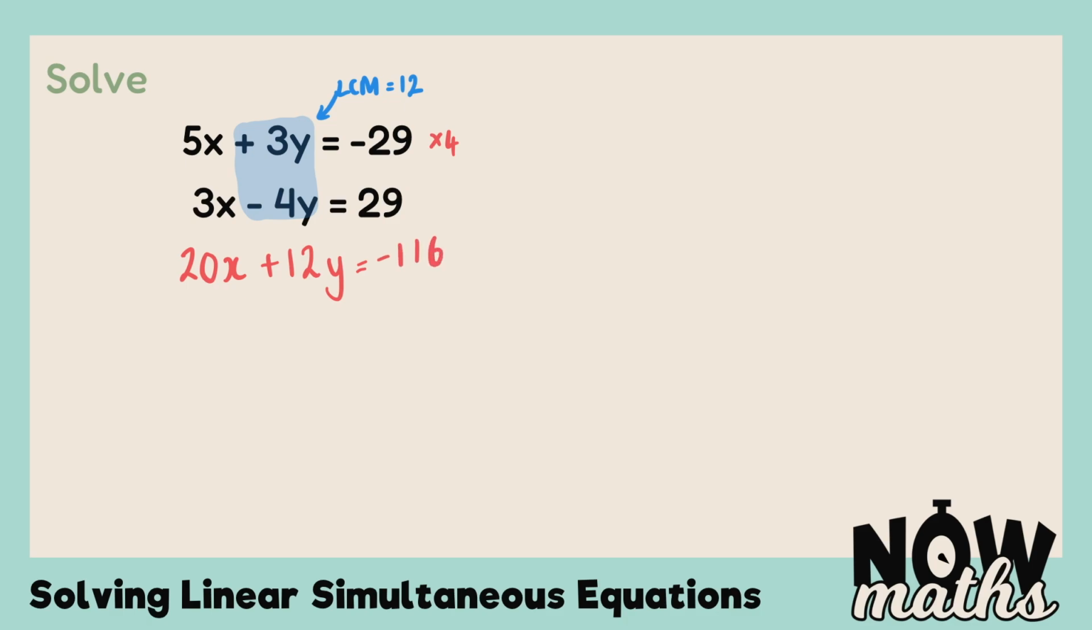Now looking at the second equation, if we want to make our 4y into 12y, we're going to have to multiply this equation by 3. So multiplying each of the terms by 3, 3x multiplied by 3 is 9x. Then -4y multiplied by 3 is -12y. And 29 multiplied by 3 is 87.